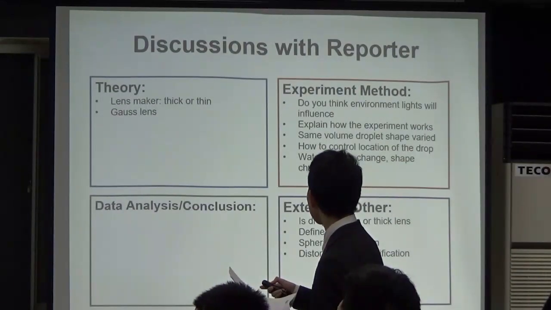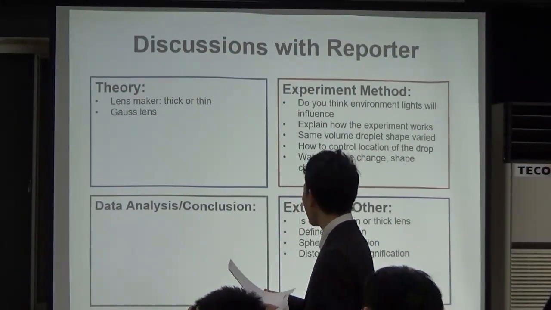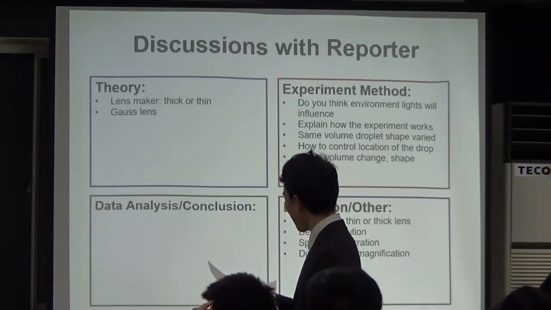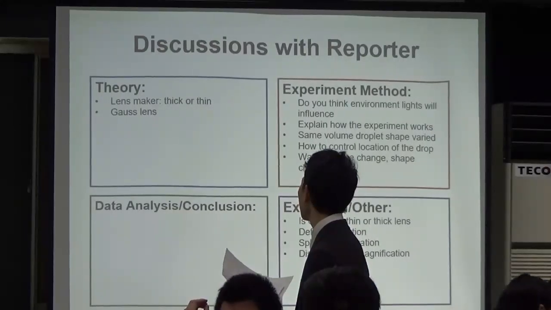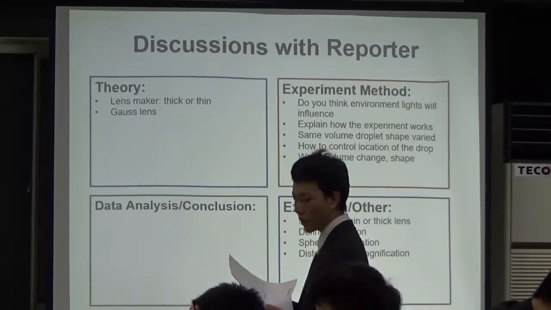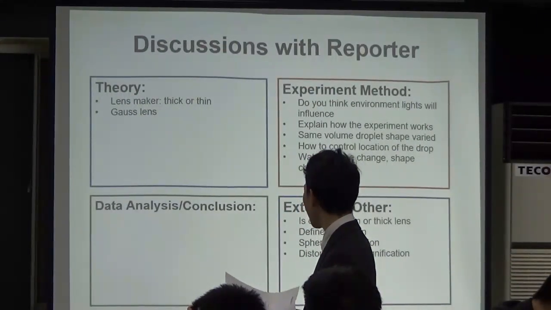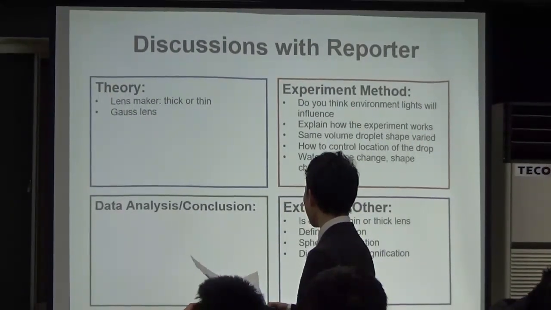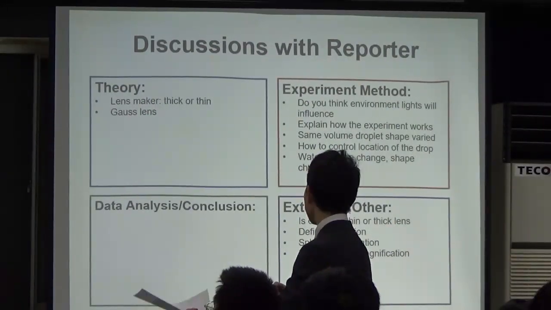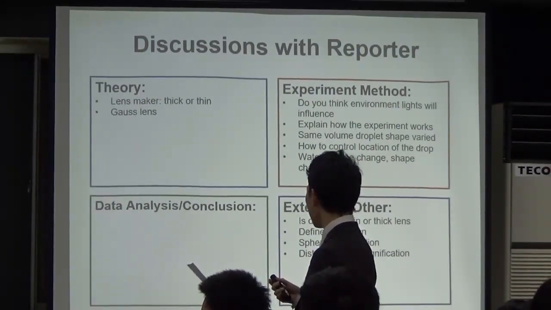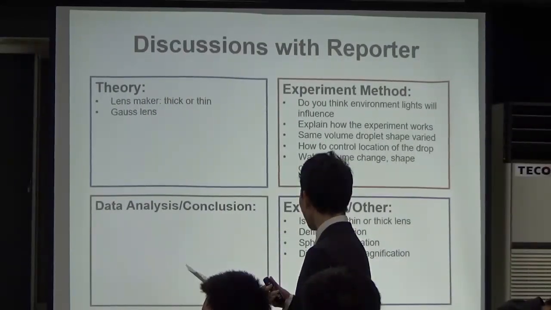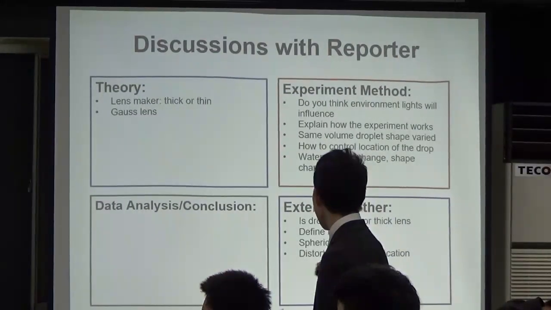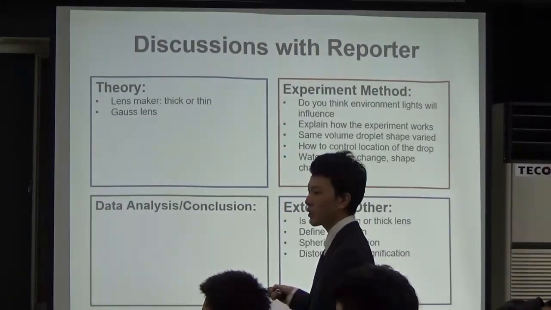and ask whether the same volume of droplet will vary in shape, and how to control the location of the drop, and what they think will change when you change the water volume. And for the extension and others, we want to ask whether you think the droplet is a thin or thick lens, and want you to elaborate more on the definition of resolution and talk about spherical aberration, which is a key point inside of this problem, and talk about how distortion and magnification affect each other.